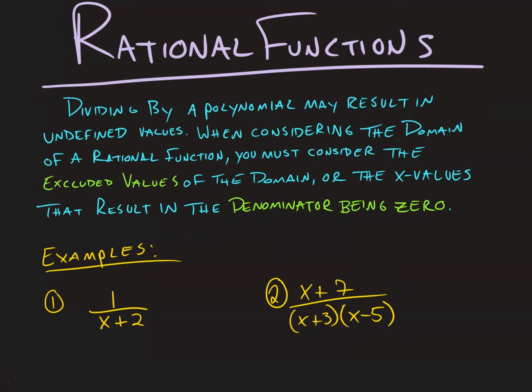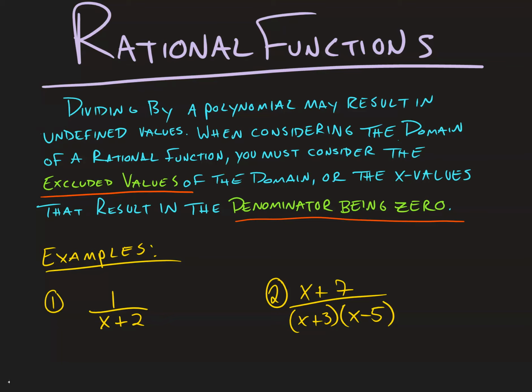So, because certain values of x will result in undefined values for our rational functions, we have what are called excluded values that we must consider when you're dealing with rational functions. Excluded values of the domain are those x values that result in the denominator being equal to 0, which would of course give you an undefined value. So let's take a couple of examples really quickly to show you what I mean.